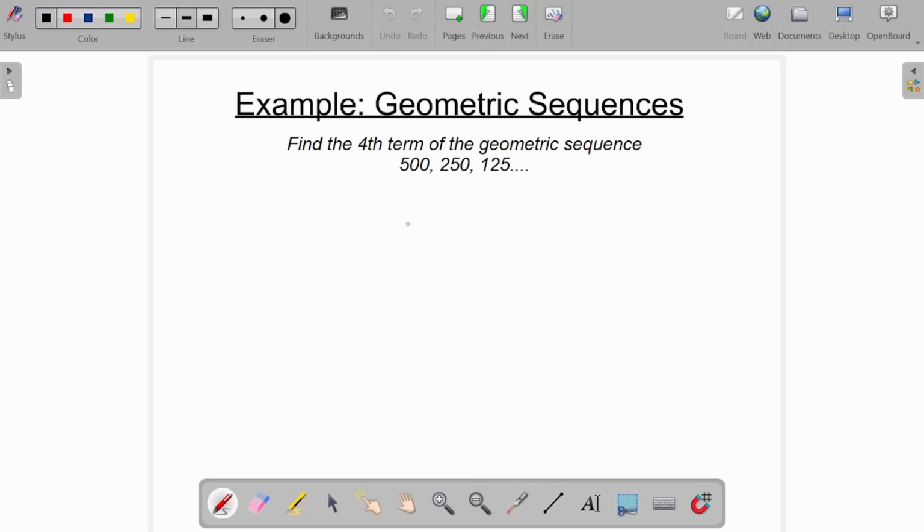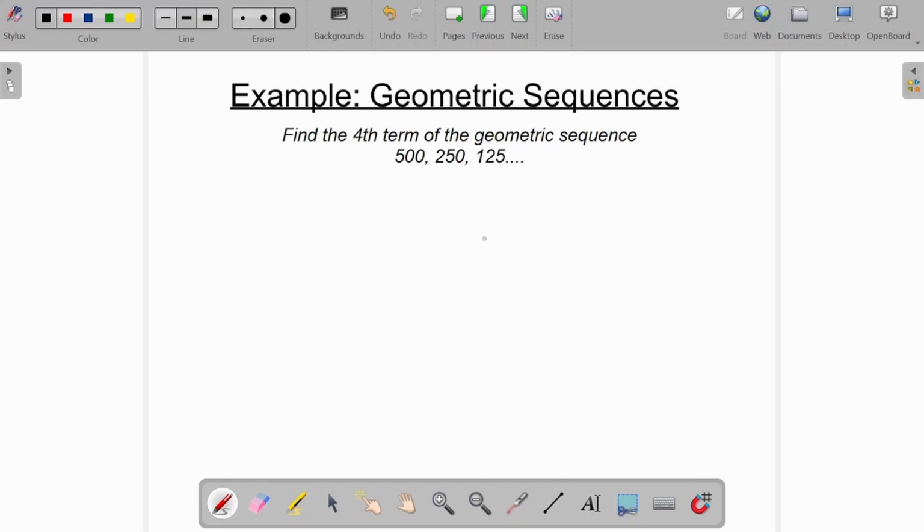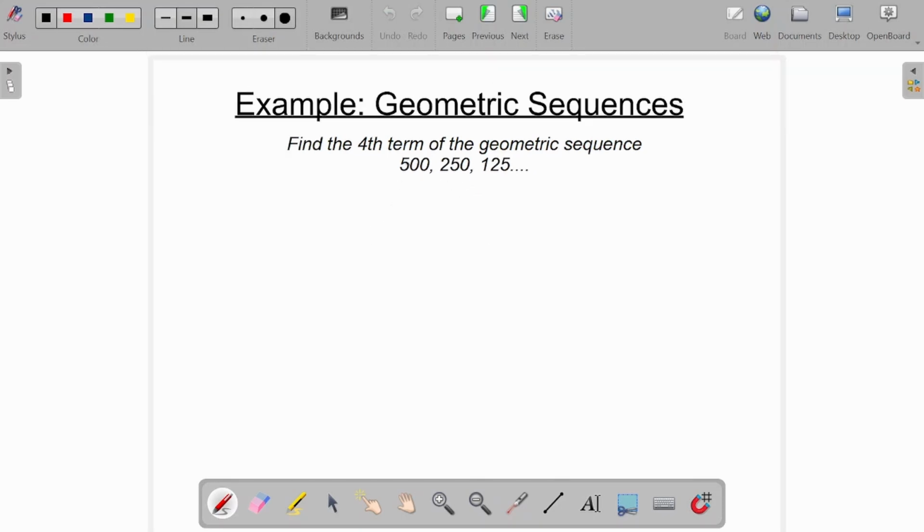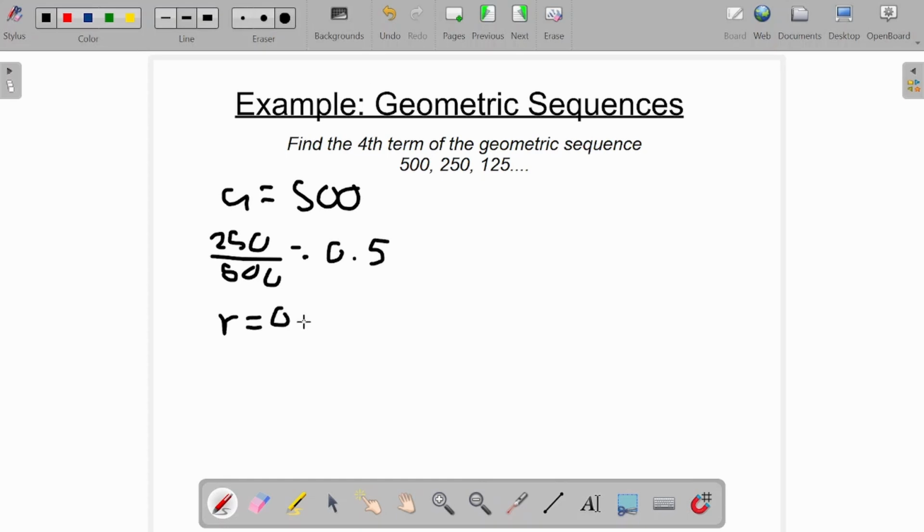In this example, we're going to find the fourth term of the geometric sequence, 500, 250, and 125. First, we identify the first term, which is 500. Therefore, A is equal to 500. To find the common ratio, we divide the second term by the first term. So in this case, it is 250 divided by 500, which is equal to 0.5. This means that the common ratio R is 0.5. Now we can plug these into our formula.